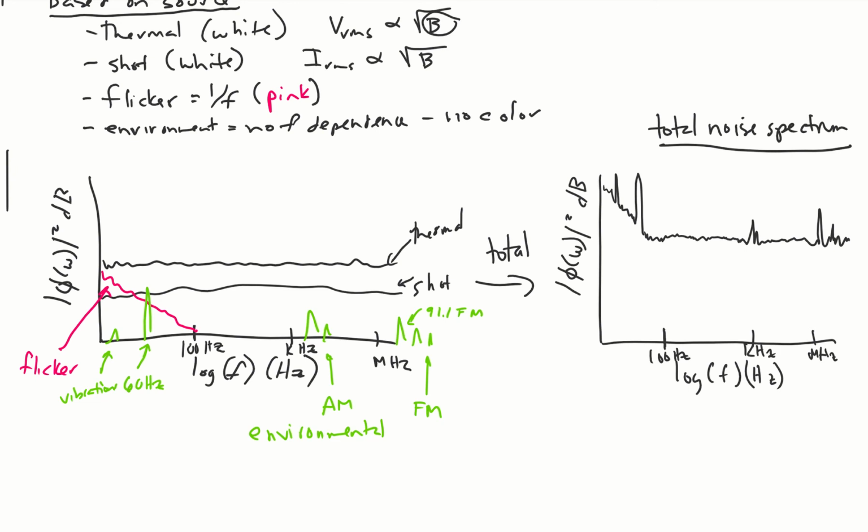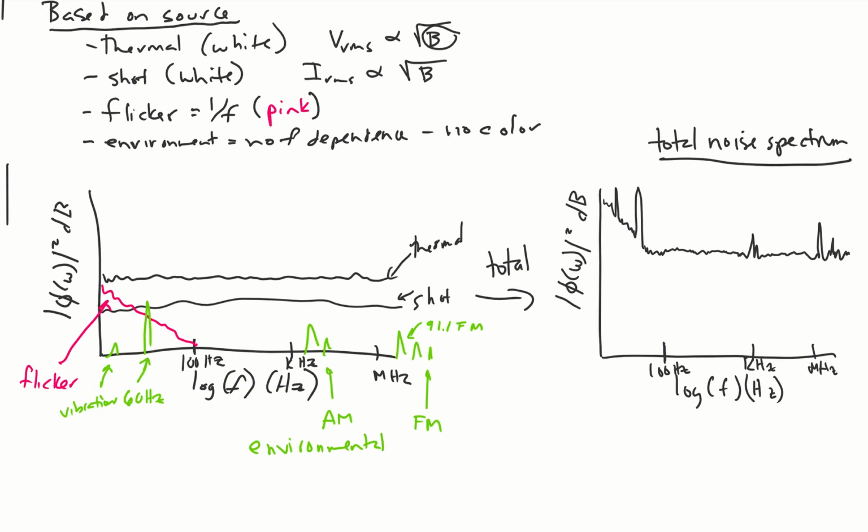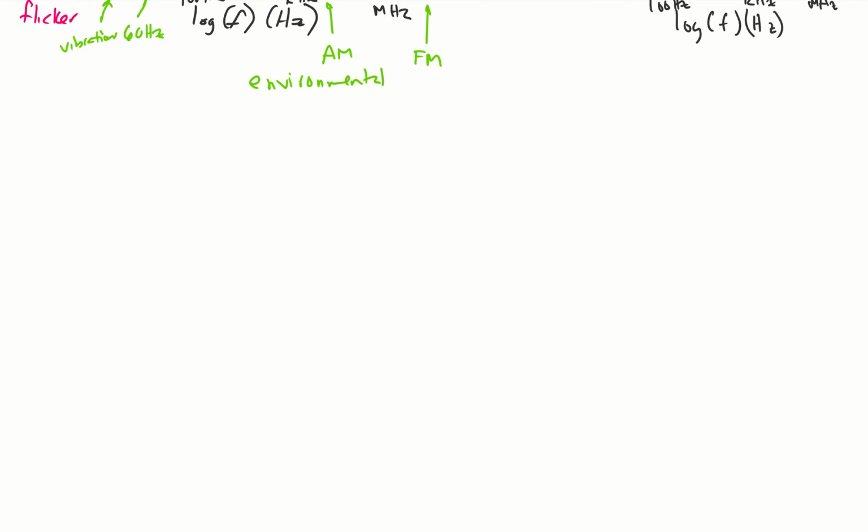So with these different sources of noise that we've talked over, the thermal, shot, flicker, and environmental, if you have a noise spectrum, a question you can have is, how can you distinguish them?